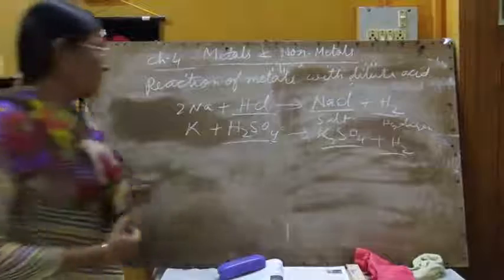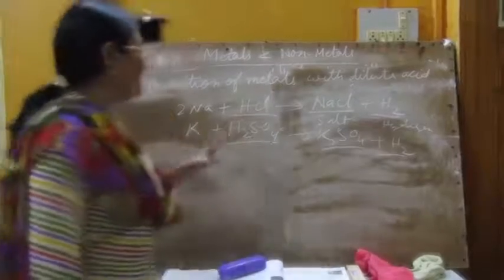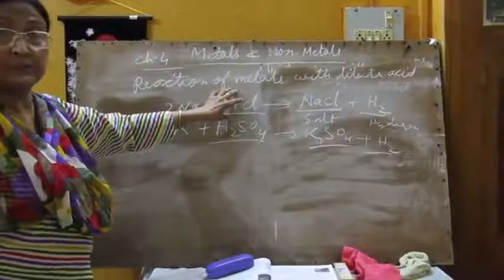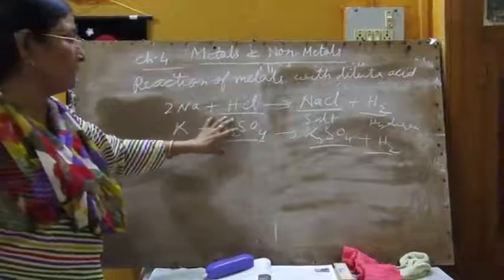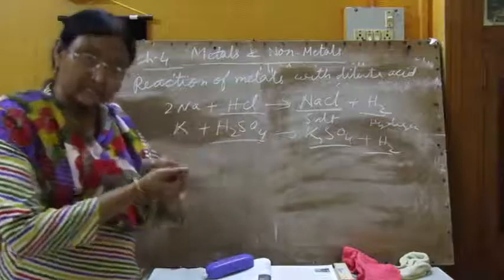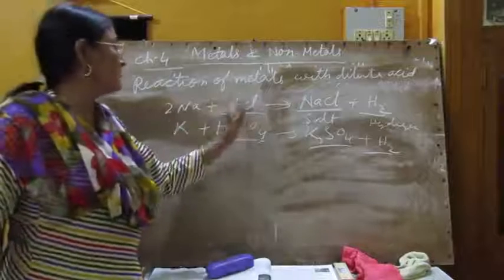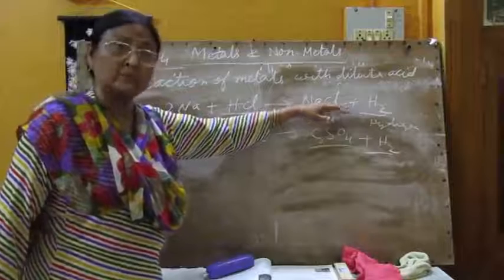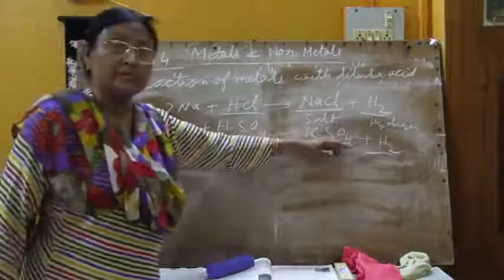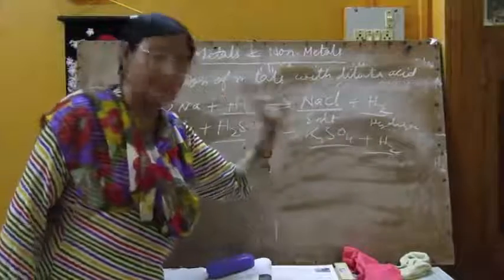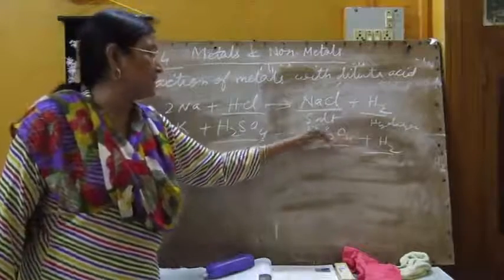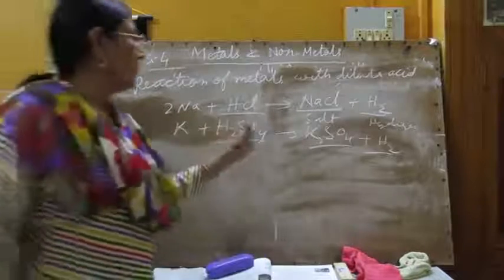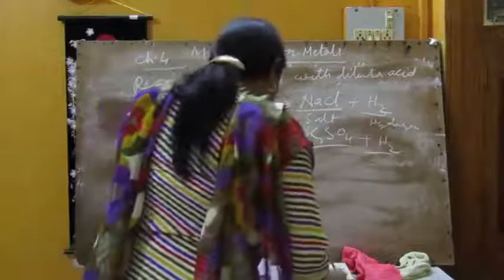These are also called displacement reactions. Why displacement reactions? Because sodium is more reactive than hydrogen, and potassium is more reactive than hydrogen. So when they combine, they displace hydrogen from its place, capture that place, and make salt. The same thing happens here: they displace, or better to say remove, hydrogen, capture its place, and make their respective salt. This is the reaction of metals with acid.